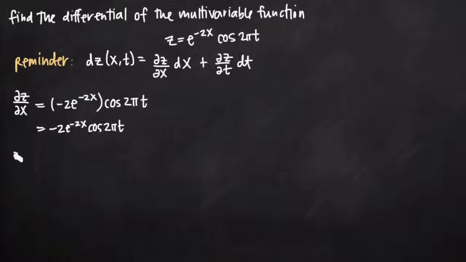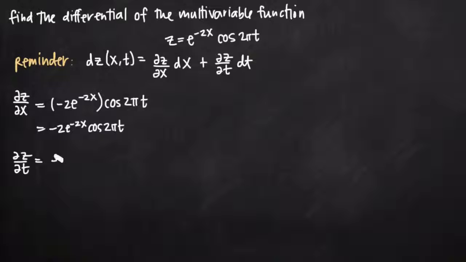Now, if we take the partial derivative of z, this time with respect to t, we'll have the opposite situation where we treat t as the variable and we hold x as a constant. If we treat x as a constant, then this e to the negative 2x is just a coefficient here on cosine of 2 pi t. We can essentially ignore it for the purposes of taking the derivative of cosine of 2 pi t. For the derivative of cosine of 2 pi t, we'll have to use chain rule and imagine that cosine is the outside function, 2 pi t is our inside function. The derivative of cosine is negative sine.